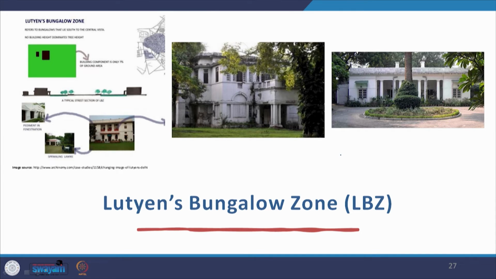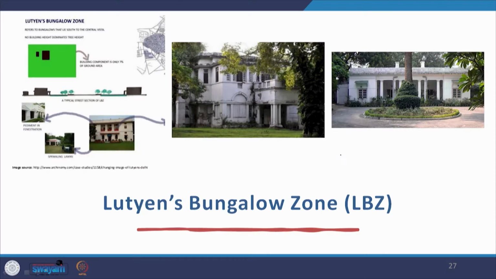So let us come to the last section that we want to talk about today, and that is the bungalow zone. It is human scale, it is plastered like Connaught Place, but again it is based on neoclassical architecture as is Connaught Place. The bungalow zone itself lies on the south of the central vista.